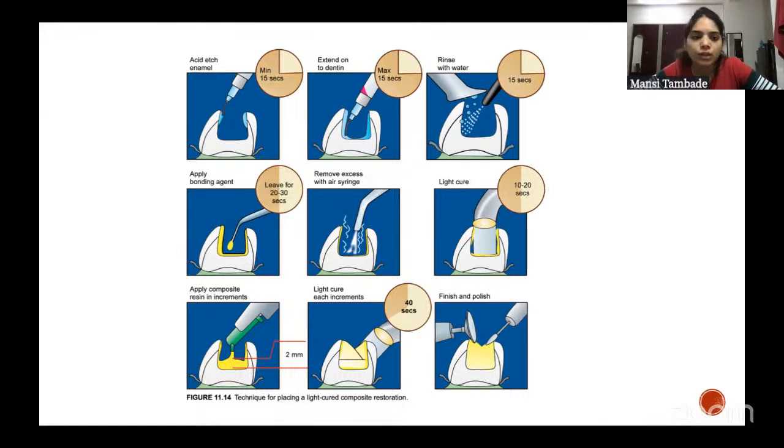Then it is rinsed with the water. Then applying the bonding agent, it is left for 20 to 30 seconds. Then the excess is dried, but not over dried. Then this is a light cure. The bonding agent is light cured once.